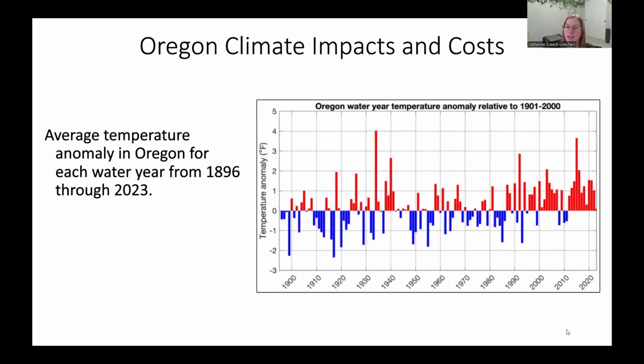We can also compare this to what we see in temperature during our water years to see if there's a correlation. Baseline right here. Blue line is temperature decrease from average. Red line is temperature increase from average. What's our trend? In the more recent years, we have way more hot than we do cold. We have a warming trend.